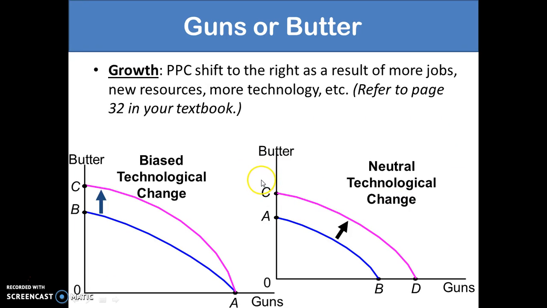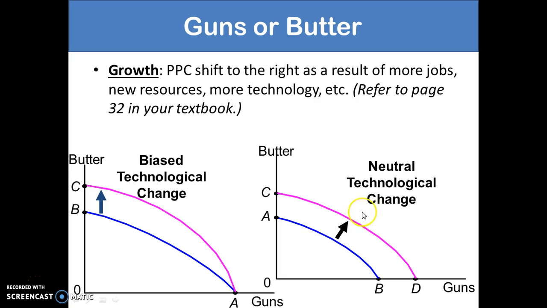Growth we find when we shift the PPC to the right. And that can be as a result of more jobs, new resources, more technology. And on the right side, we see technology or an increase in resources that affects both our ability to produce butter and our ability to produce guns.